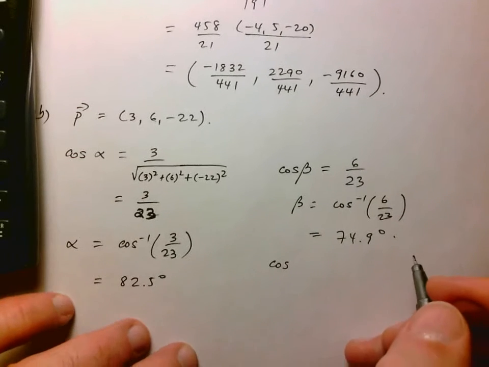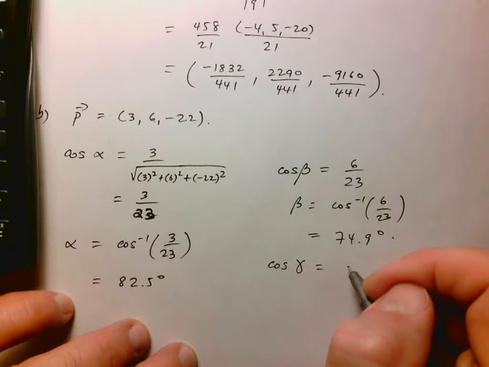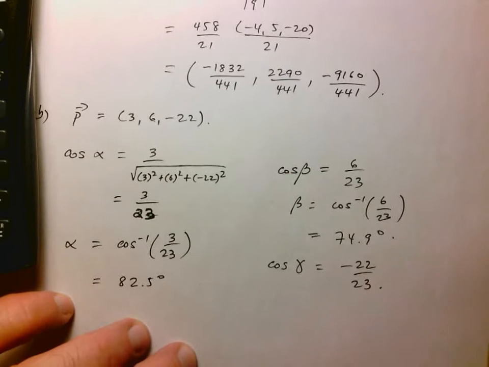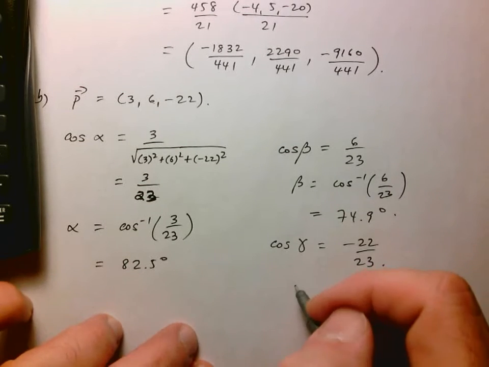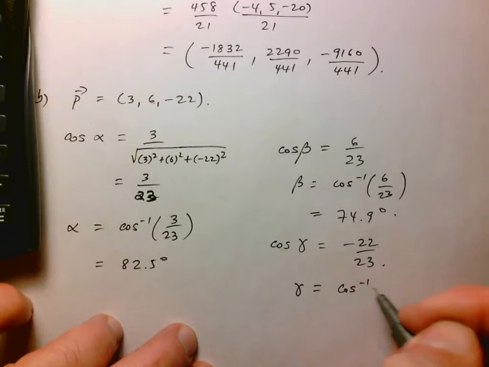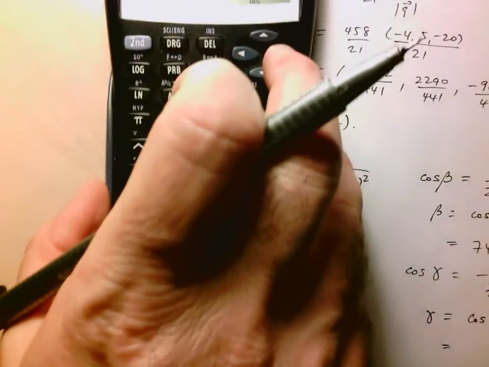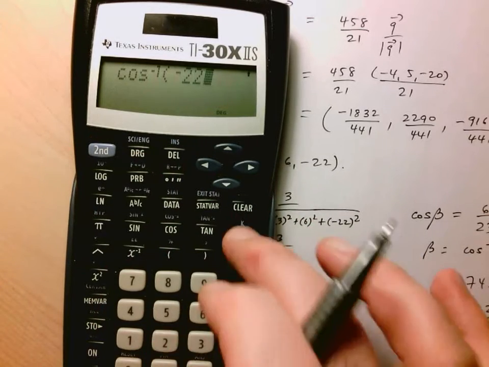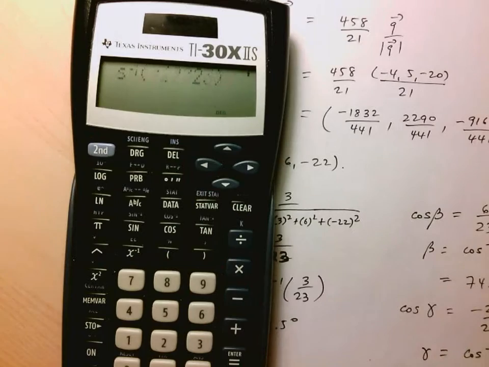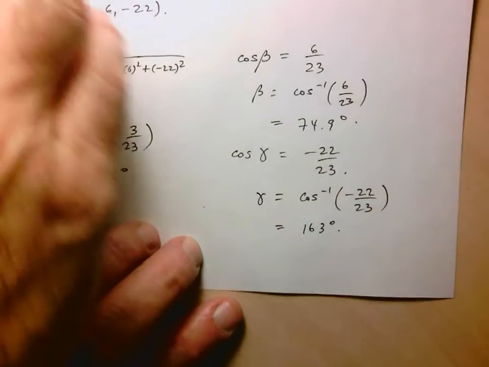And lastly, the angle to the z-axis, which is given by gamma. Cosine of that is negative 22 over 23. Right away, now that I notice that cosine value is negative, I know my answer should be greater than 90. If I don't get that, it means I must have made some mistake. So cos inverse of negative 22 over 23 gives us 163 degrees.